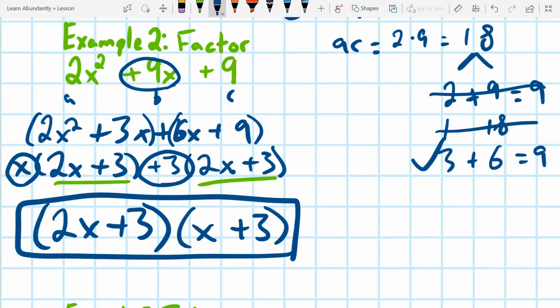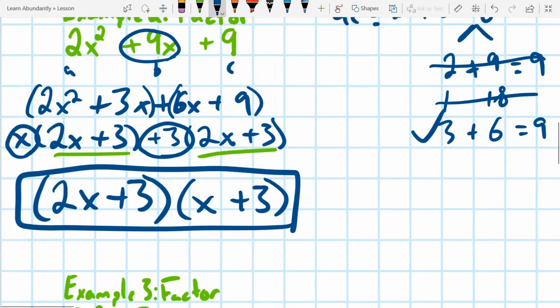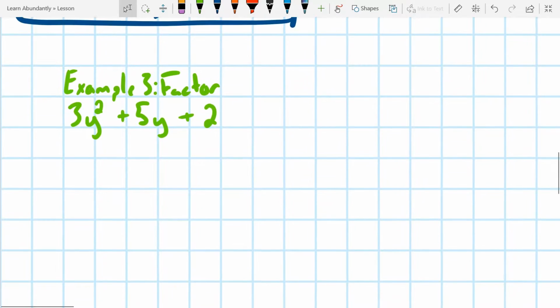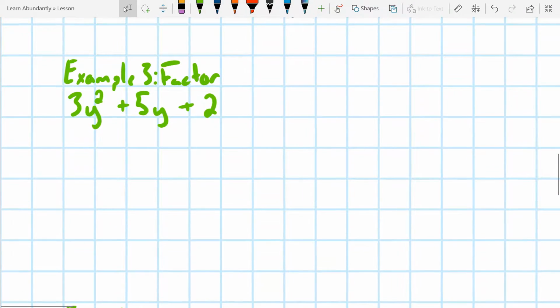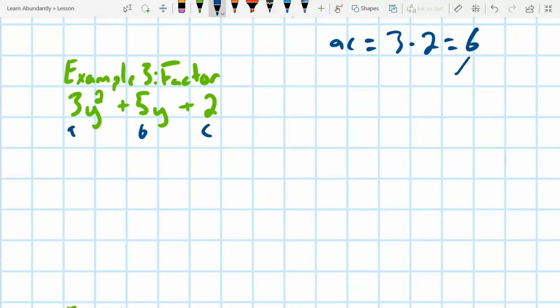Okay, so we went through that one a lot quicker. Let's try another example. I'm keeping pretty small numbers here. So when we look at this third example, again, we have an A, B, C. I'm going to label A, B, C. And AC is 3 times 2, which is 6, right? And then you might jump to 1 and 6 equals 5. But that's not true. But 2 and 3 equals 5. So that's what we're going to go with.